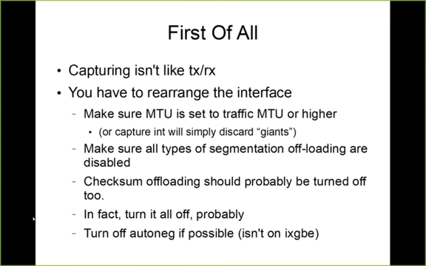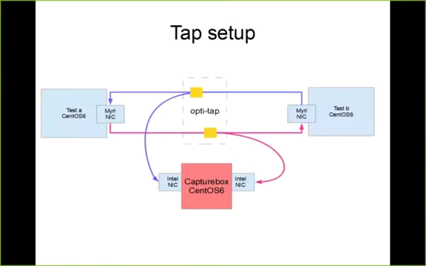The worst thing about leaving checksum offloading on is that the Ethernet NIC may discard packets that fail the CRC, and you will never see them. And also, you probably want to turn it all off, and turn off auto negotiation if you can get at it. So this is the tap setup. If I'm going to look at per packet timing between packets, you want nothing between you and the packets.